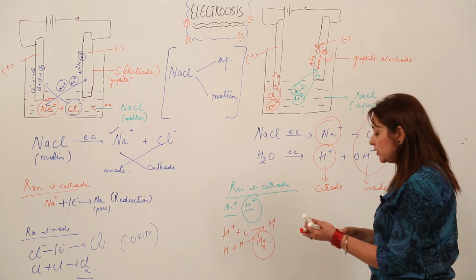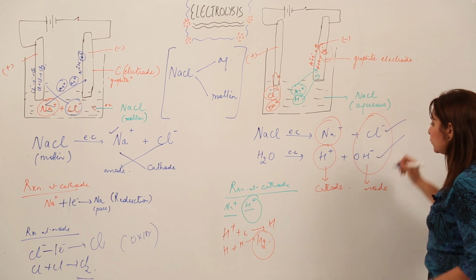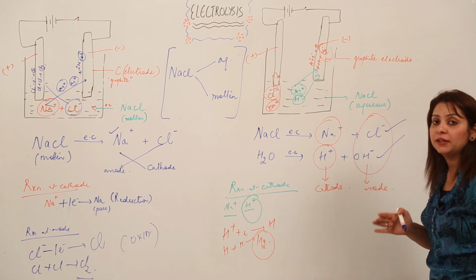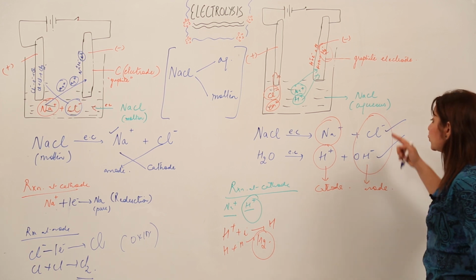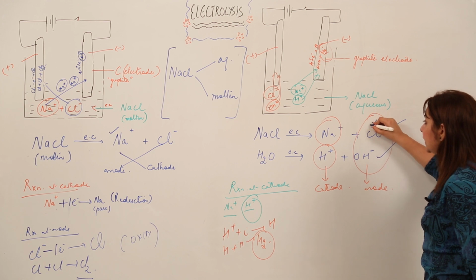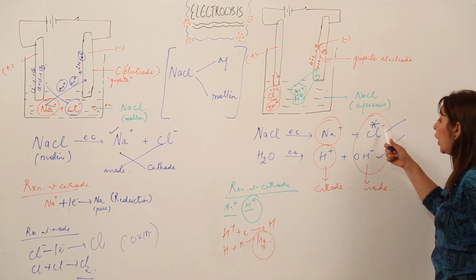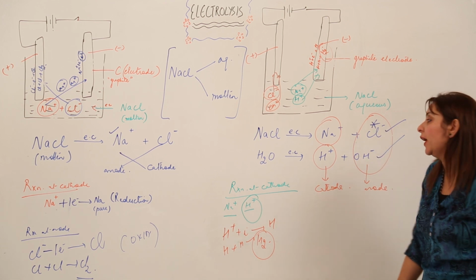And what reaction do we observe at the anode? As I have told you, these two ions move to the anode, and out of them, the one which has the lower reduction potential, the chloride ion, is the one which is going to show the oxidation. Obviously, it is the chloride ions.